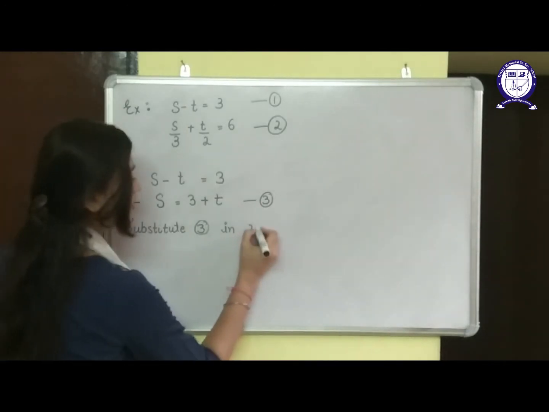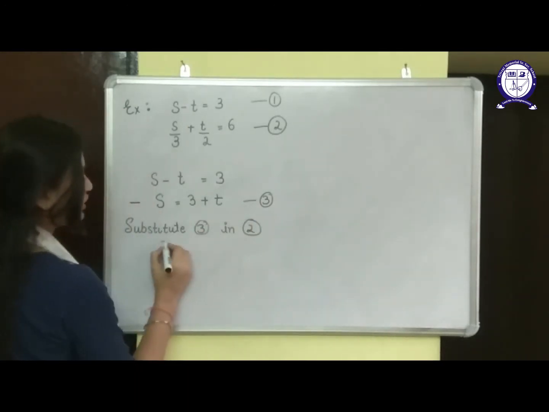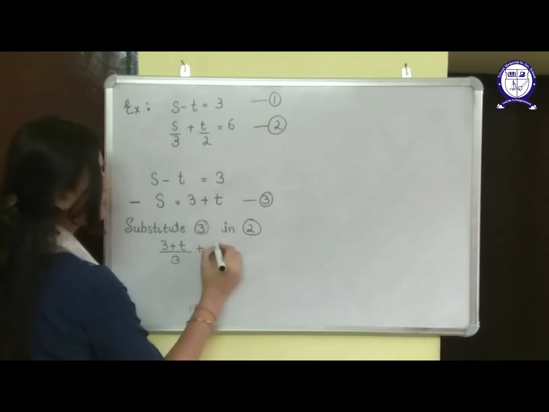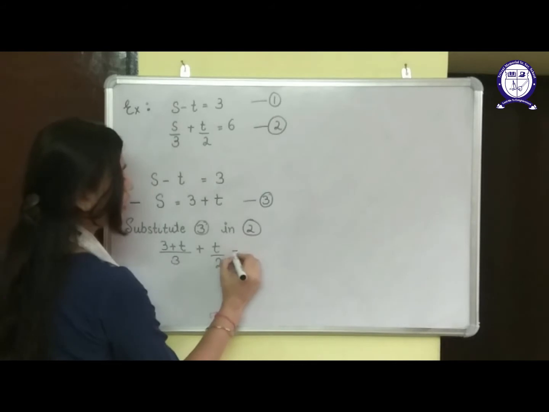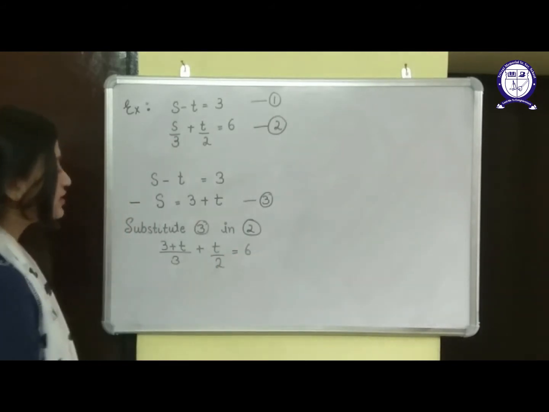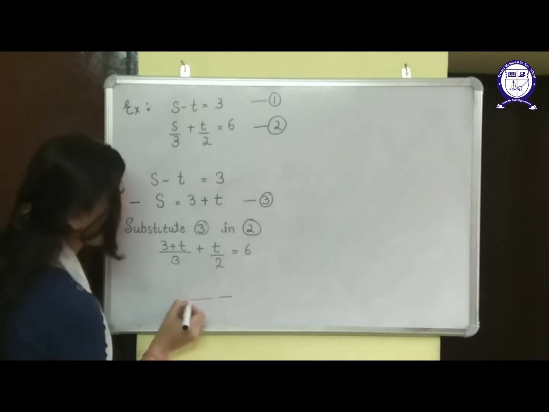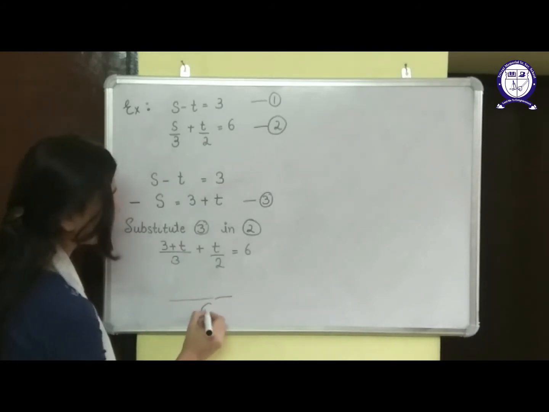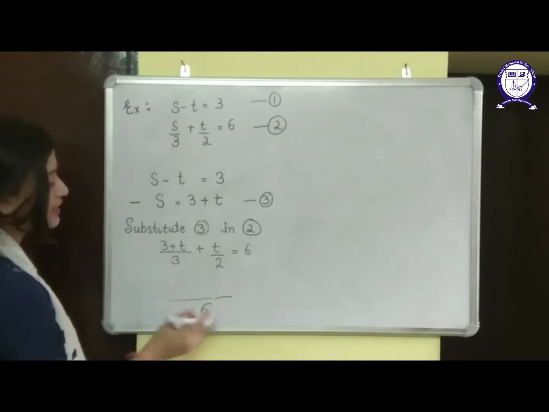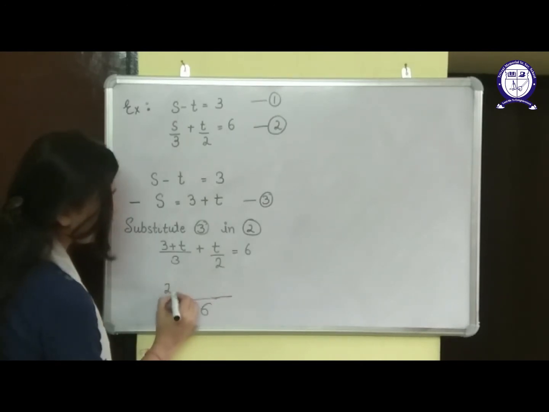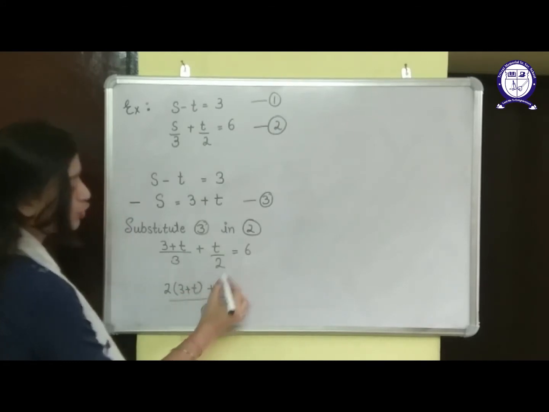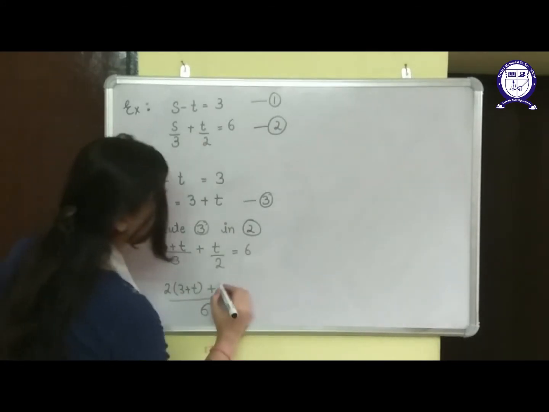So this will be my equation 2. So 3 plus t upon 3 plus t upon 2 equals 6. Now this is a question in which I have to take the LCM. So 6 will be the LCM. Now 3 dividing 6 is 2, so 2 into 3 plus t, plus 2 dividing 6 is 3, so 3t equals 6.